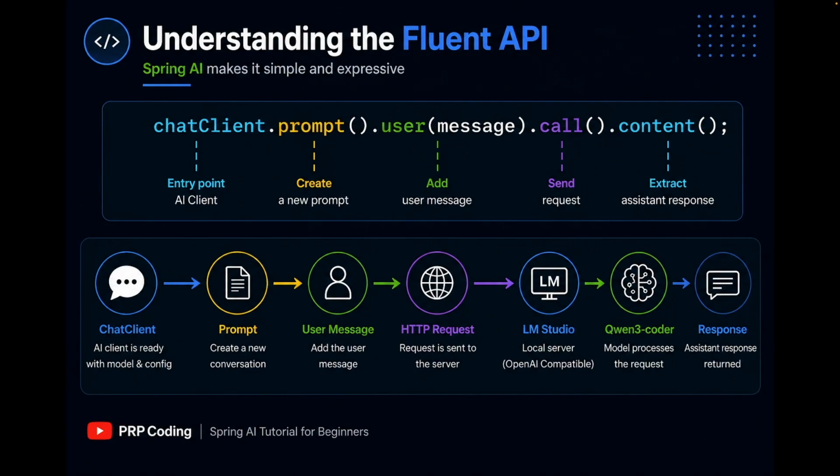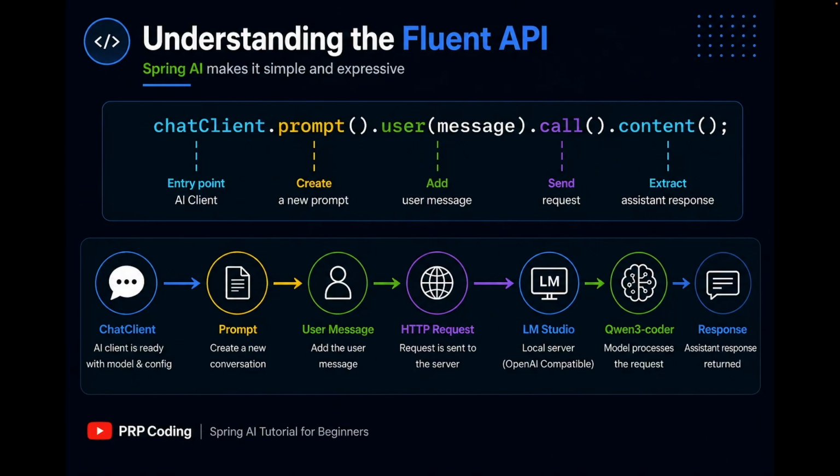The prompt function starts building a new AI request. Notice something important. Nothing has been sent to LM Studio yet. No HTTP request has been made, no tokens have been generated. We are simply creating a new prompt. Think of it as opening a blank conversation. Internally, Spring AI creates an object that represents the conversation. Initially, it contains nothing. The user function adds the user's message to the prompt. Spring AI converts this into a chat message. Again, nothing has been sent yet. We are still building the request.